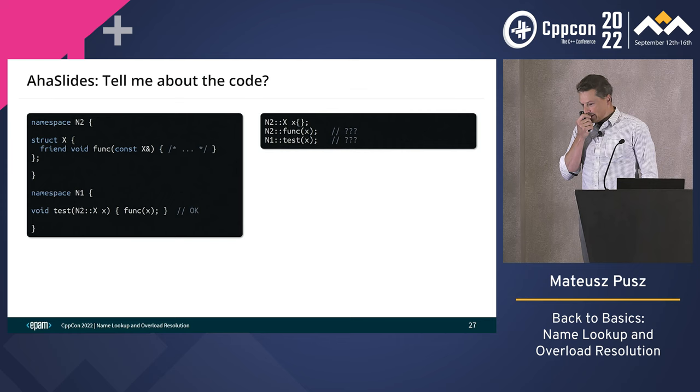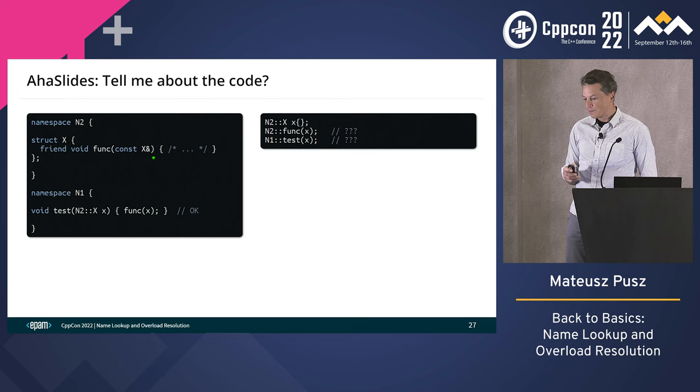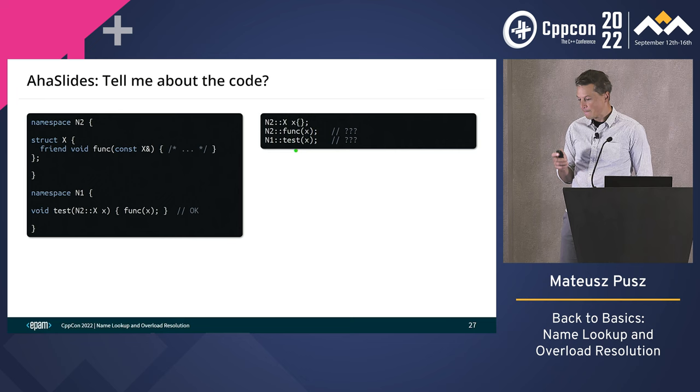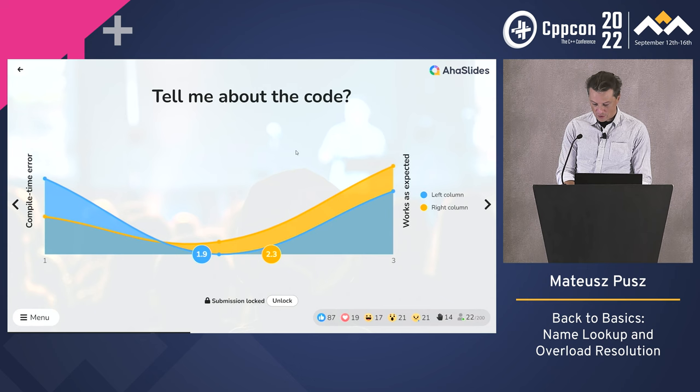All right, another quiz. Right now we have a structure X defined in a namespace N2 that defines a friend function that takes X as an argument. So this is a non-member function that's a friend of structure X and takes X as an argument. Then we have a different namespace, N1, that takes X from N2 as an argument and calls the function in an unqualified way. And now we are calling N2 func and N1 test. Which one of those will work correctly, or fail, or maybe not work as expected?